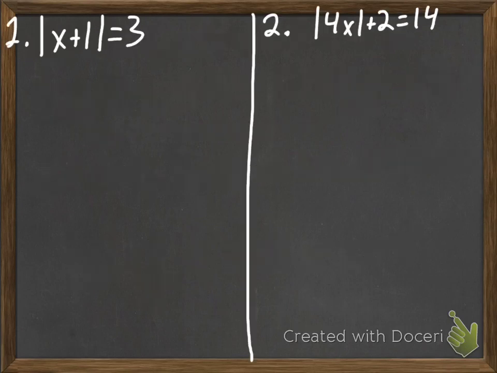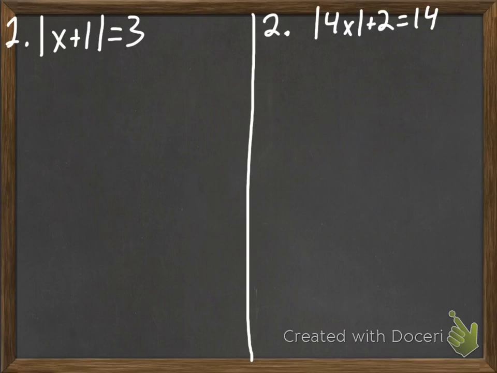So let's do a couple of examples. Example 1, we have the absolute value of x plus 1 equals 3. And first step, look here. Is this positive or negative? If it's negative, we know we can't solve it. If it's positive, we can. Well, it's a positive 3.